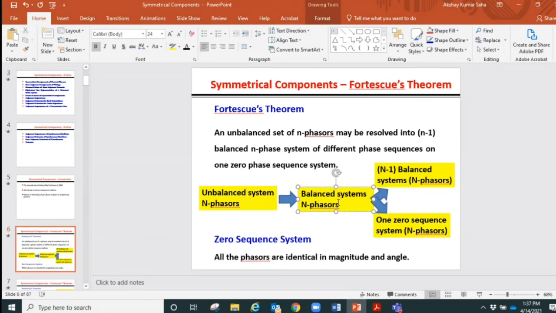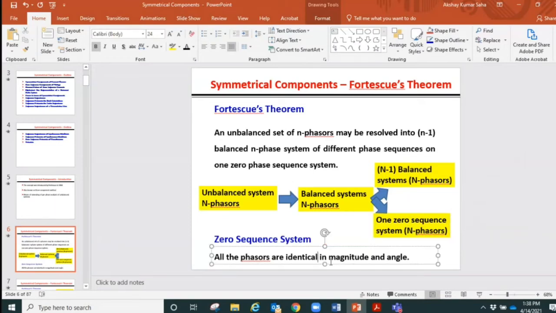The reason why it is useful is that we can do the calculation in an easier way. When the system is balanced, the magnitudes are the same, so that makes our calculation easier. So the first step is to get the balanced system from the unbalanced system for the n number of phasors. And from that balanced system, we get two sets. The first one is the n minus 1 balanced systems with n phasors, and one zero sequence system. The zero sequence system also has n number of phasors.